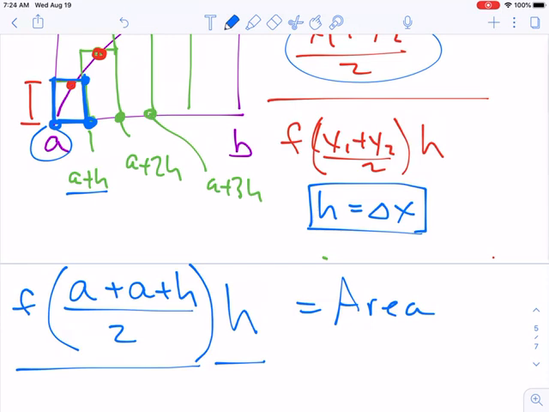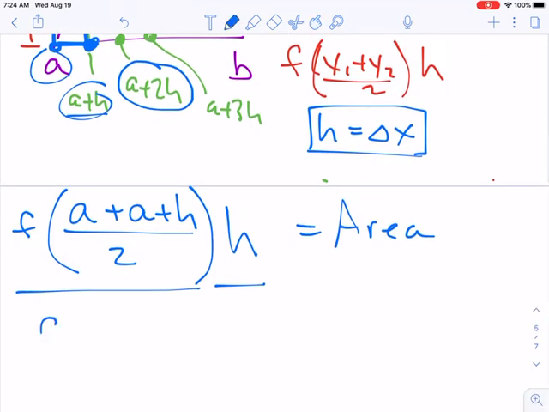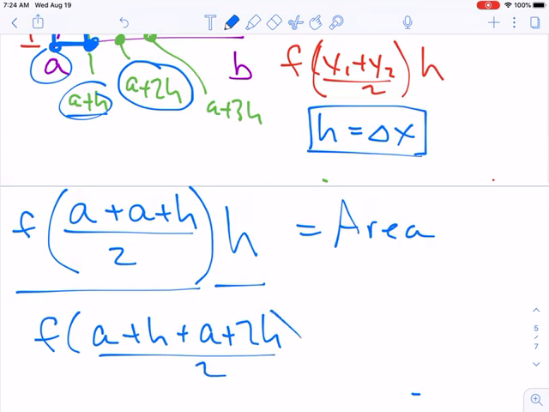Well, what about the second rectangle? The left endpoint here is a plus h, the right endpoint is a plus 2h. So to find the area of the second rectangle, we're going to have to take the function value of a plus h plus a plus 2h and divide it by 2. Well, that simplifies to f of (2a plus 3h) divided by 2. Then we multiply that by h, and we've got the area of the second rectangle.